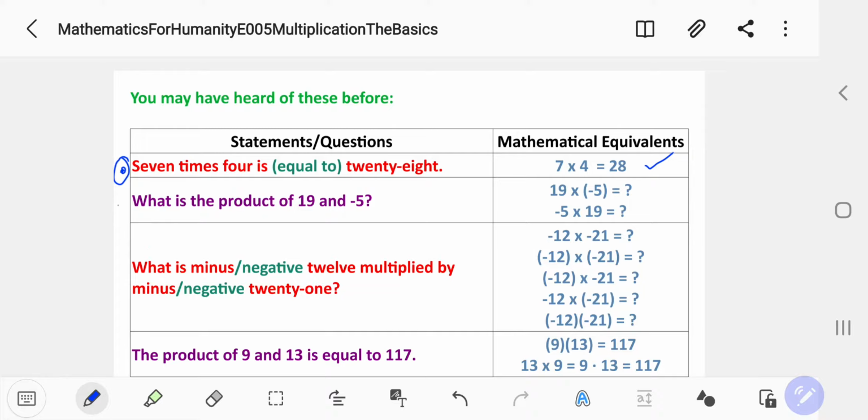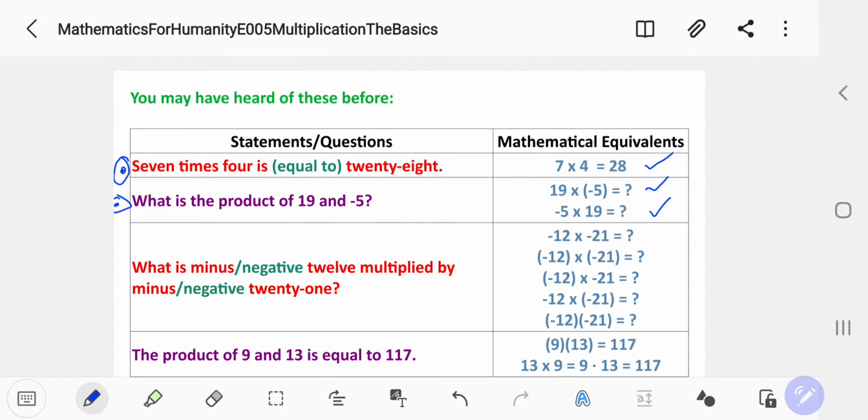The next one here, what is the product of 19 and negative 5? So when you say product, it's also multiplication. So you have here an equivalent of two mathematical expressions. You have 19 times negative 5 equals, and the other one is negative 5 times 19 equals.